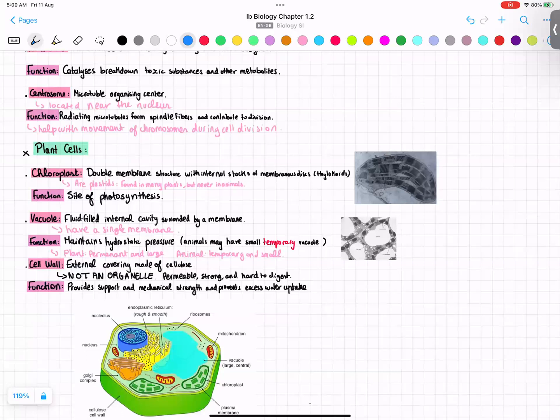And the function is for it to provide support and mechanical strength. Basically, it prevents the plant from having excess water uptake, so that the plant will not burst. So it provides structure, basically.